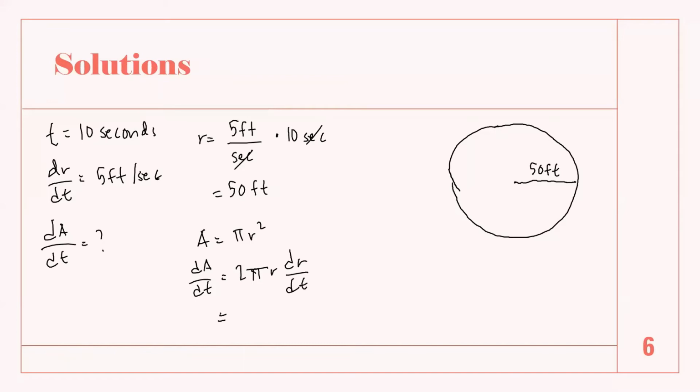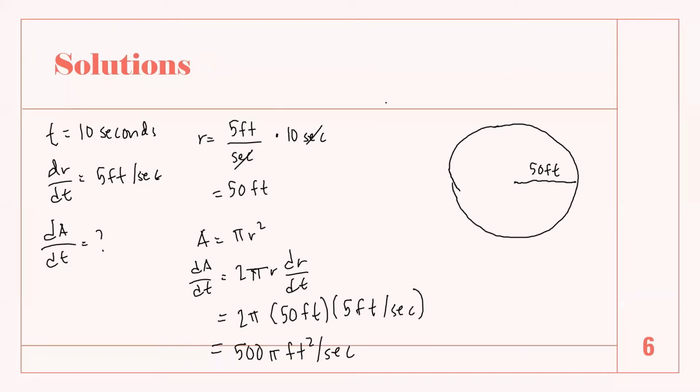So what we are going to do is, our radius is 50. So we're going to substitute the known quantities. So our dr over dt is 5 feet per second. Okay, so 2 times 50 is 100 times 5 is 500 pi feet squared over second.